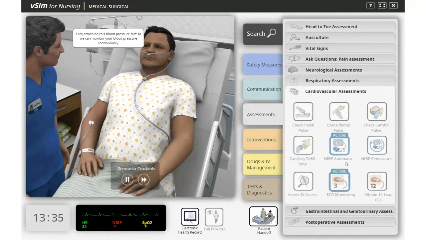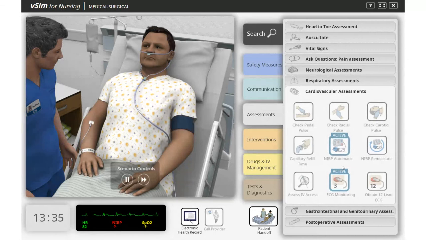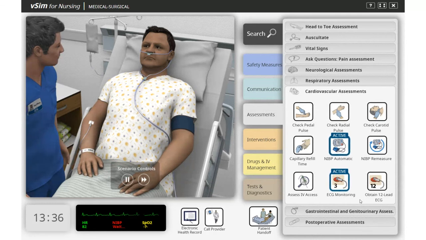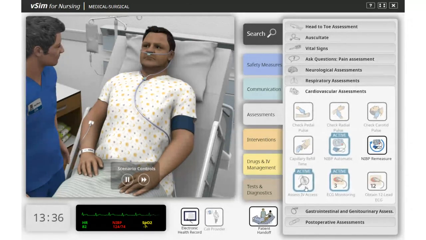So now I am attaching this blood pressure cuff so we can monitor your blood pressure continuously. And I don't know if you guys have noted, but he's kind of changing a little bit. Okay, so we've got a blood pressure. And you know what? I might just, because I know he's got an IV, check his IV.